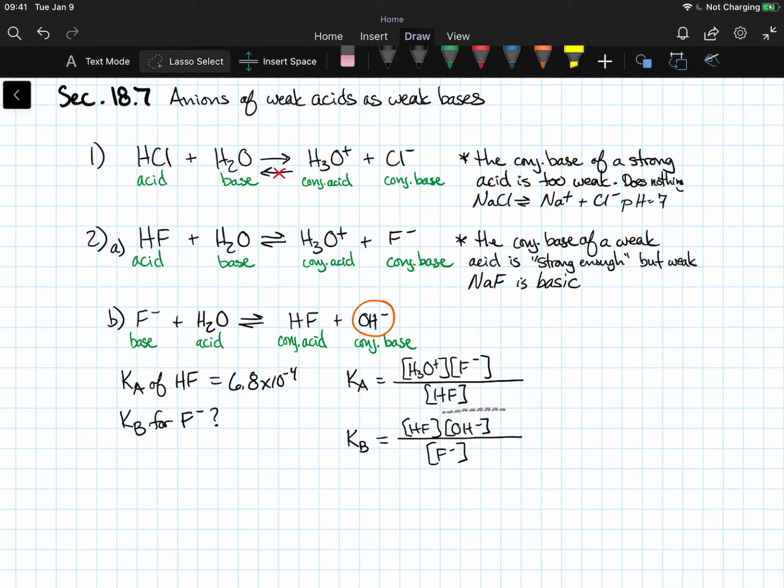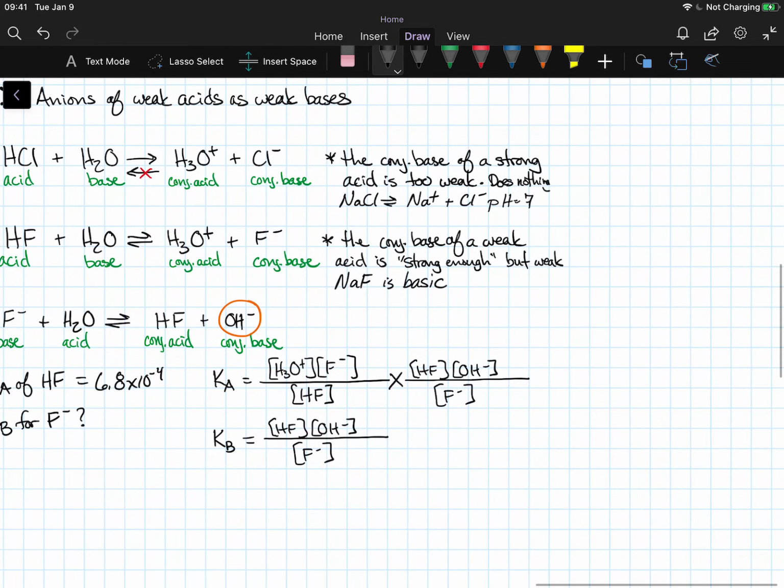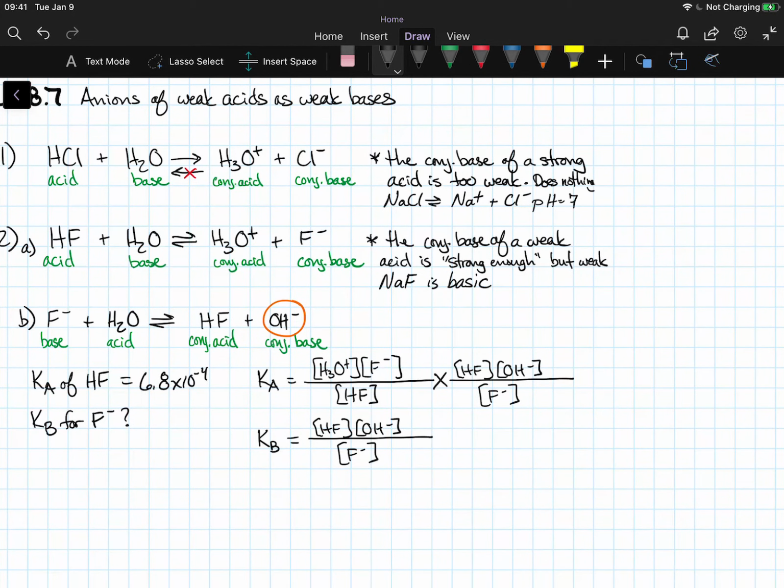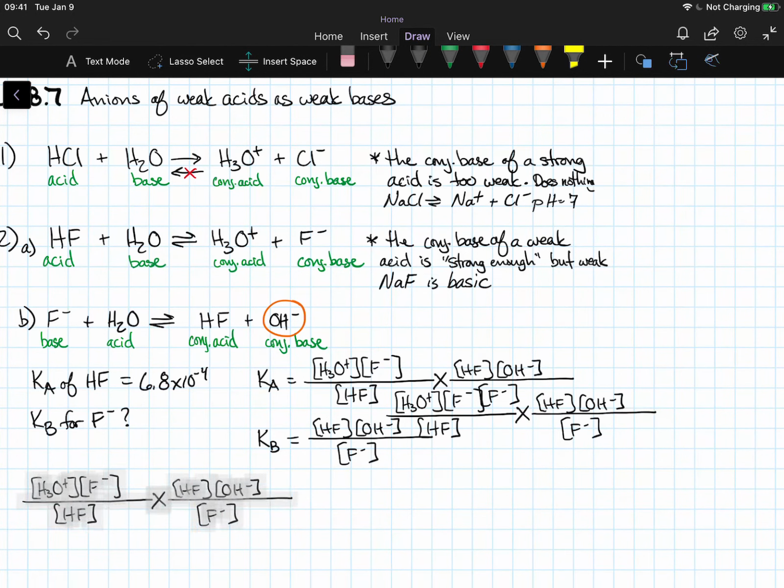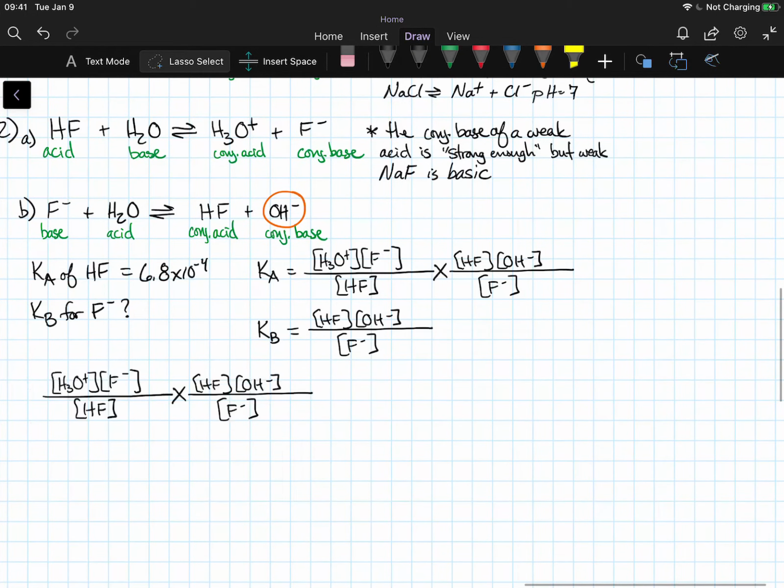Now, if we take these two and multiply them together, bear with me. So I'm just going to take and move that up there. Now I'm going to multiply the Ka times the Kb. Let's move this down here and make it really clear. So now we're multiplying Ka times Kb.